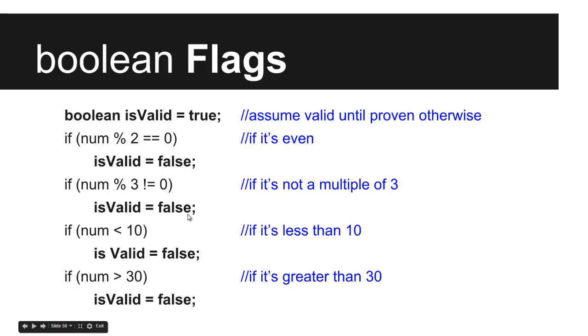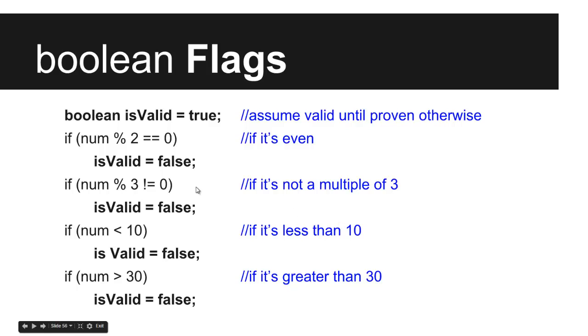If it is a multiple of 3, we just don't do anything. Maybe we output a message, but we don't do anything to change the value of isValid, other than to make sure that it switches away from true to false, if need be. If it's less than 10, we set it false. If it's greater than 30, we set it false. So it's possible, let's say we have 8, which is even, not a multiple of 3, and less than 10. We might set isValid to false 3 times in a row, and that's fine. That's not going to break anything.